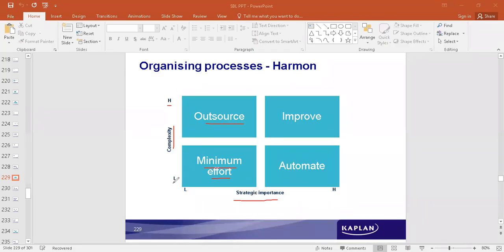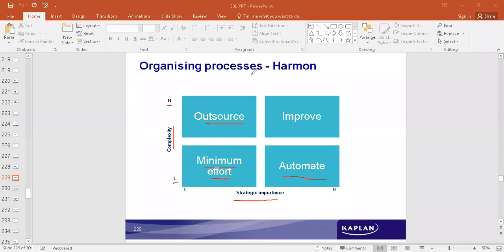If the strategic importance is high and complexity is low, it should be considered for automation. See, automation is a scenario where, when can automation be considered? When the nature of work is repetitive. Okay, the work is carried on in the same manner again and again, repetitive in nature. Such kind of work is taken up by or assigned to machines, automation.